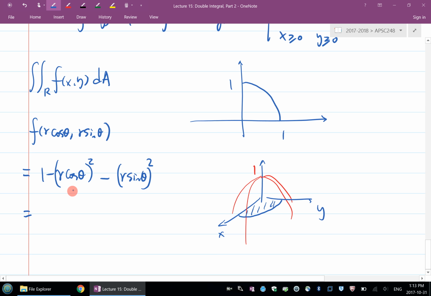Okay, so let's look at this one here. You can do some simplification. This is 1 minus r squared cosine theta squared, and this is r squared sine theta squared. So there's a common factor r squared. When you factor it out, you get cosine theta squared plus sine theta squared, which is 1. So altogether you get 1 minus r squared. So this function f will be 1 minus r squared.